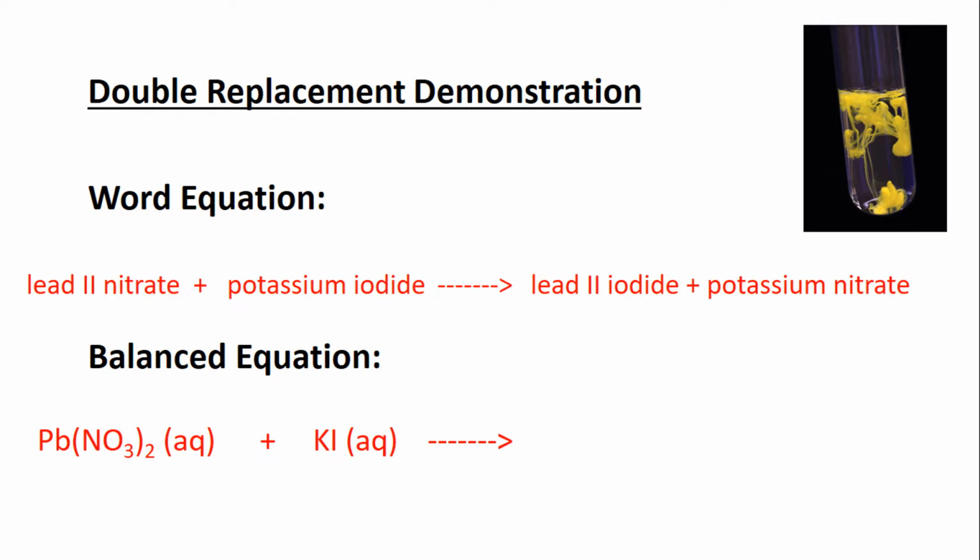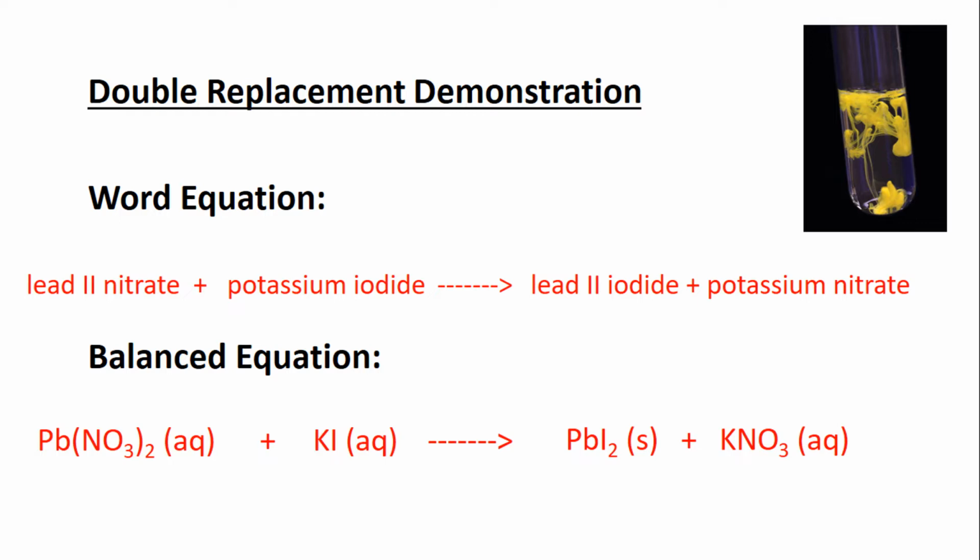Now we do the formulas on the product side. Lead 2 iodide, stop and consider the charges. Lead 2 is Pb positive 2, iodide I negative 1. Potassium is K plus 1, and nitrate NO3 with a -1. When we make these ionic compounds neutral, the formulas would look like this.